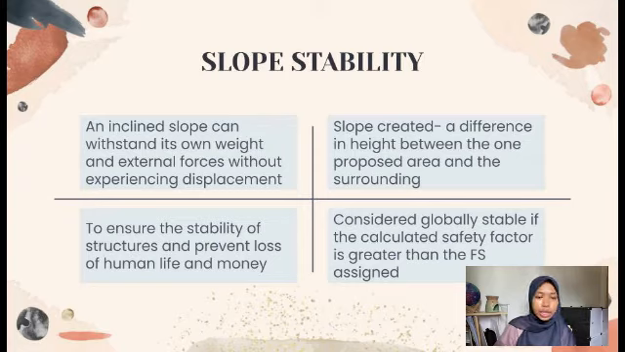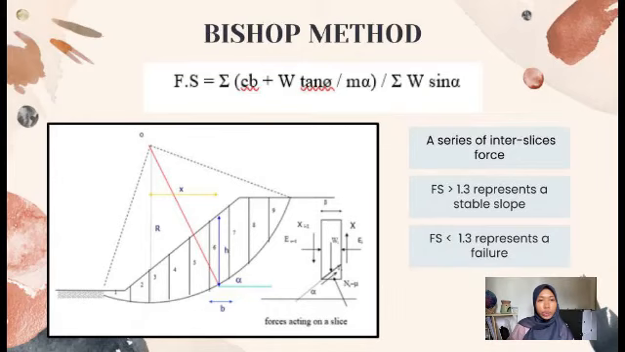The slope is created by identifying a difference of height between the one that is proposed and the surrounding, and is considered globally stable if the calculated safety factor is greater than the factor of safety assigned in the calculation. To calculate the slope stability, we use the Bishop method. This method satisfies vertical force equilibrium for each slice and overall moment equilibrium about the center of the circular trial surface. It is a series of interslice forces.